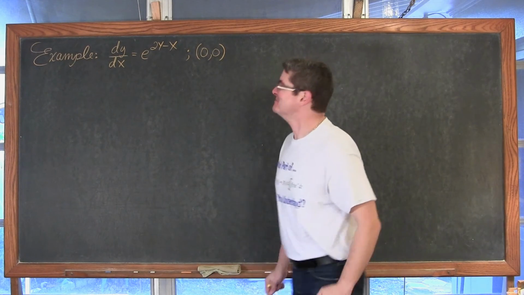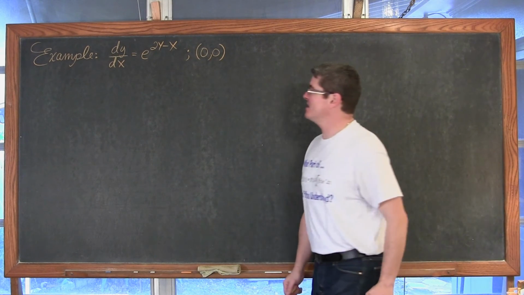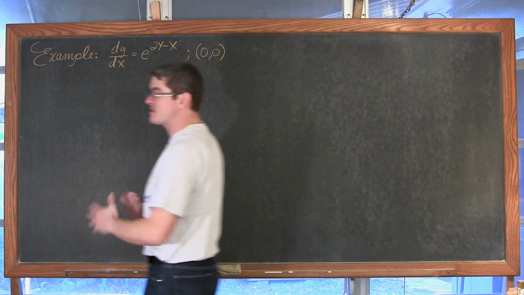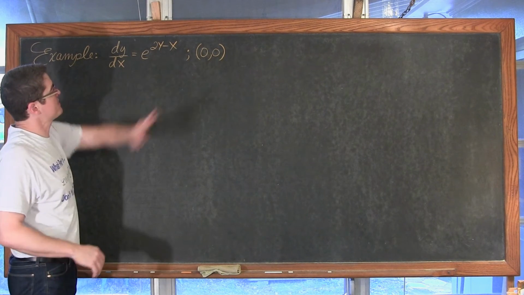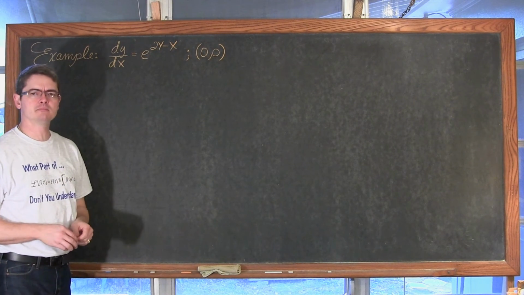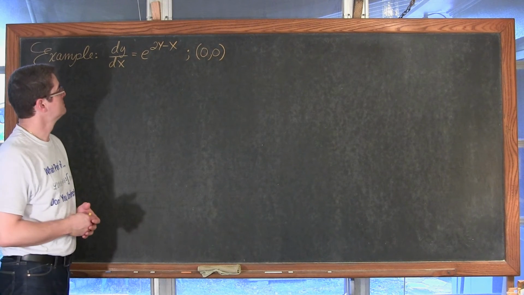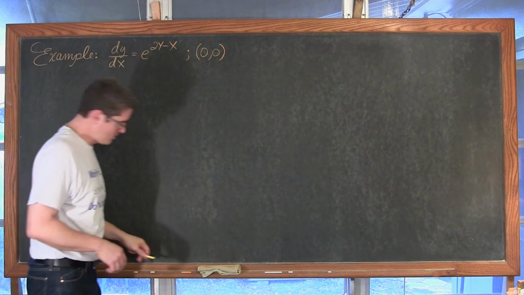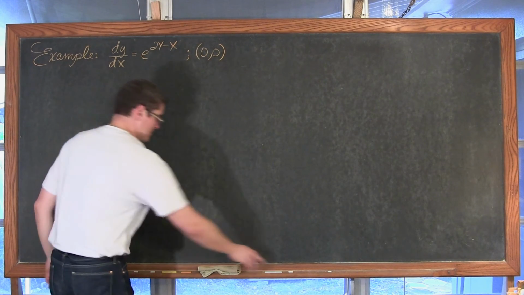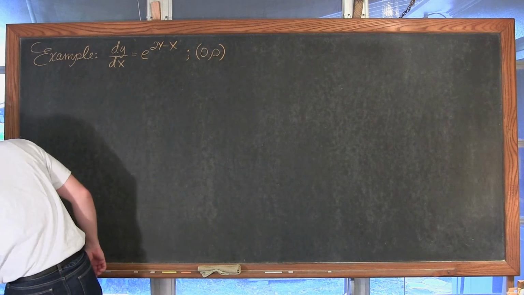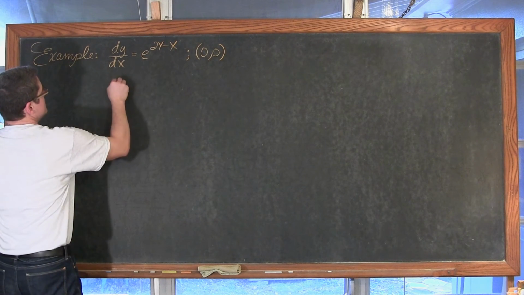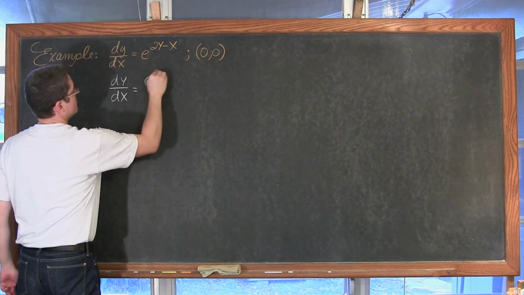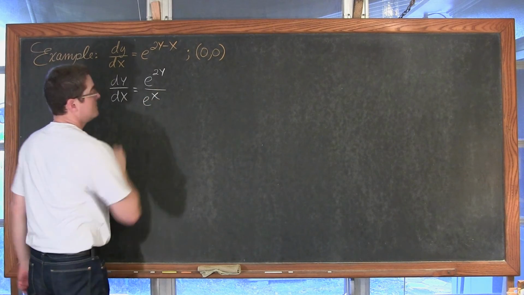Bam! Last example. We got dy over dx is equal to e to the 2y minus x. Alrighty then, how are we going to separate these variables? Both of our variables, x and y, are in the same exponent. Well, when do you subtract exponents? When you divide like bases. So we get some white chalk here, and we get dy over dx is equal to e to the 2y power divided by e to the x.